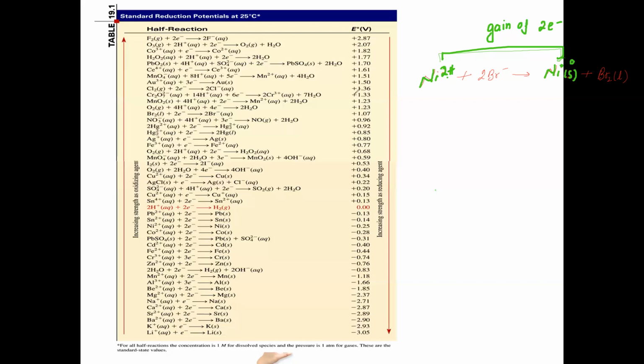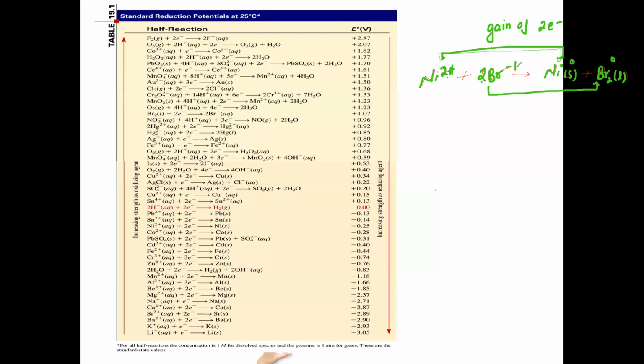Lasya, gain of 2 electrons. Is it okay? Okay. Now check this. What's the oxidation number of Br2 here? Very good. 0. And what is here? -1. But there are 2 Brs, right?